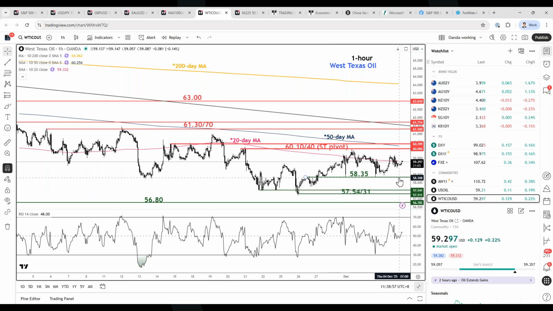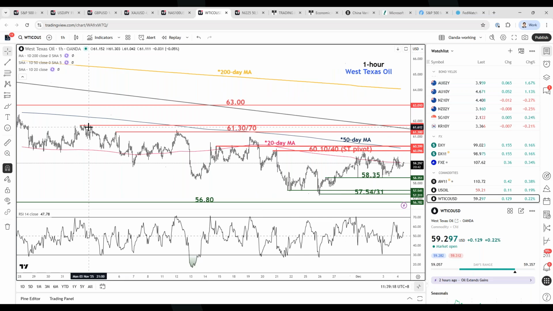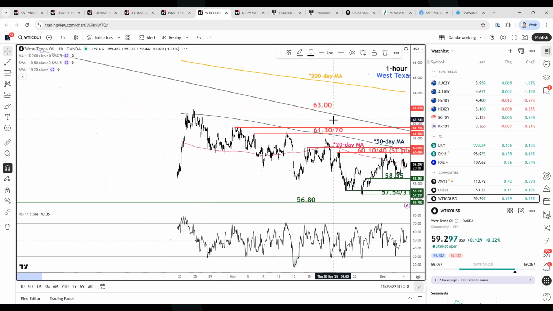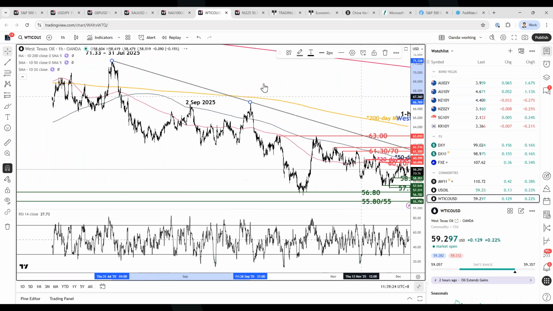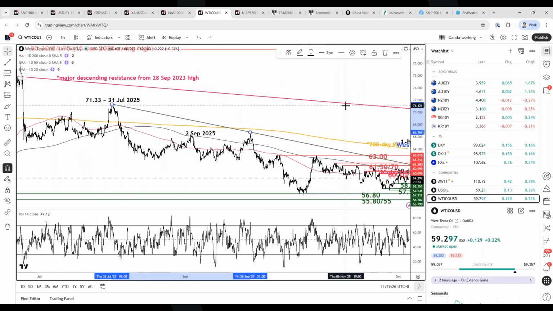Only a bearish breakdown below 58.35 may see further weakness to retest the swing low of 21st of November and 25th of November at 57.54/57.31. Only a bullish breakout above 60.40 will negate this bearish bias view to see a squeeze out back towards 61.30, 61.70 next, which is the minor swing high area of 3rd of November and 12th of November, and this gray descending trend line resistance taken from the high of 31st of July this year.